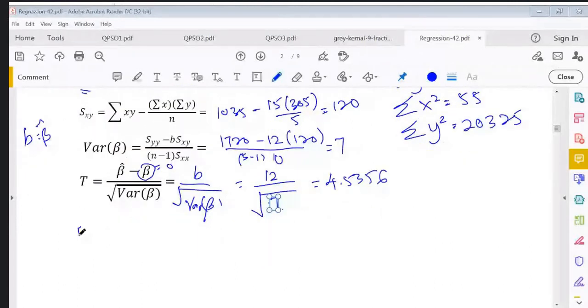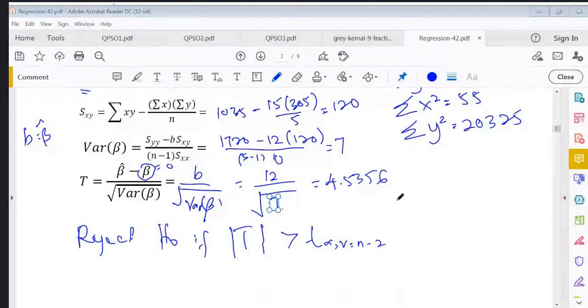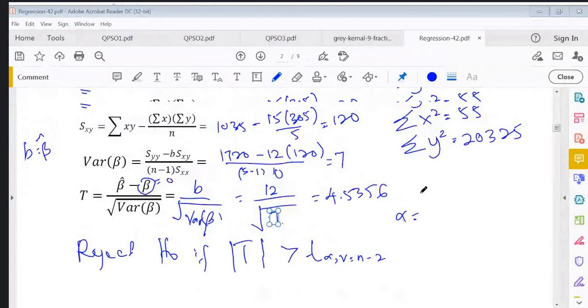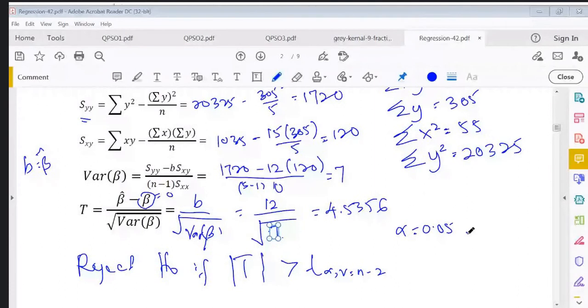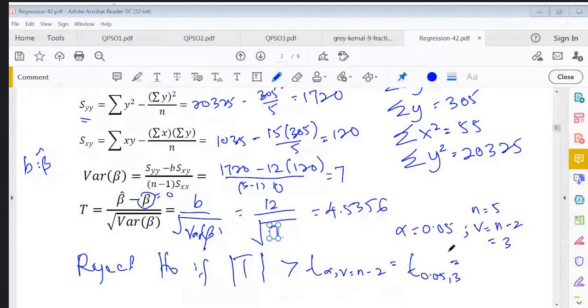The rule is reject H0 if the modulus of T is greater than T alpha with v equal to n minus 2. For this question, alpha is 5%, 0.05, and v is n minus 2, where n is 5. Try to find the value of T from the table, alpha 0.05. What is the value? Look at the table.